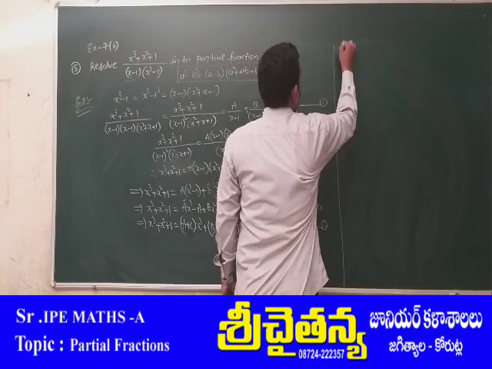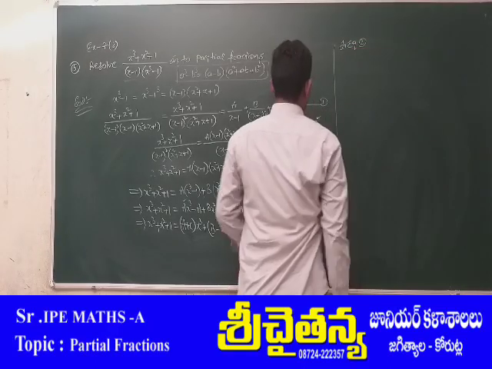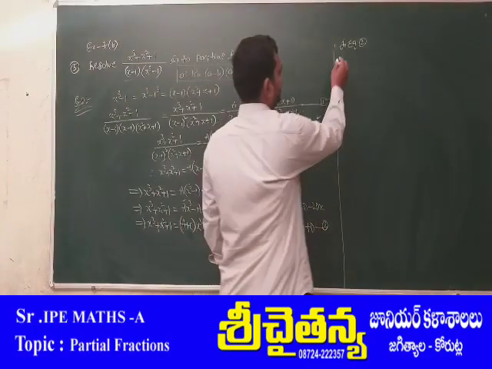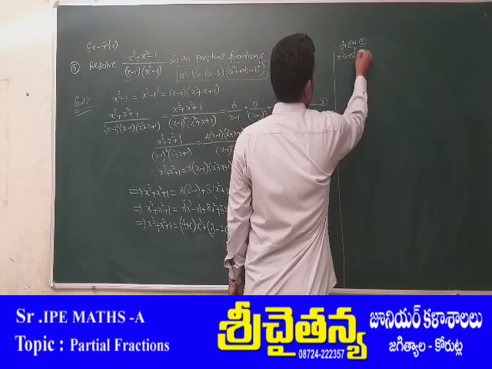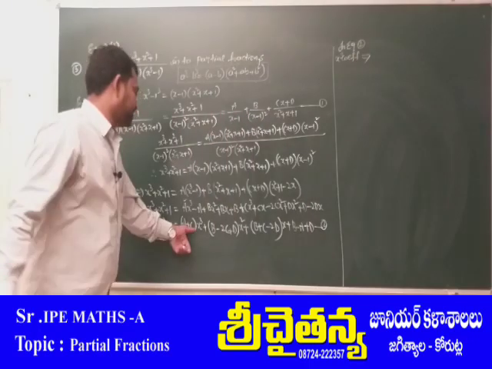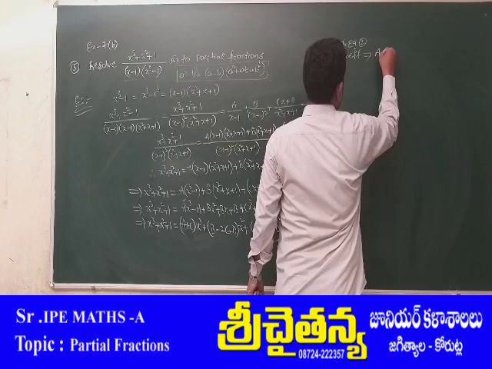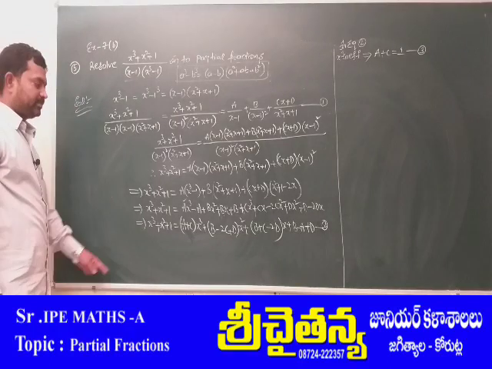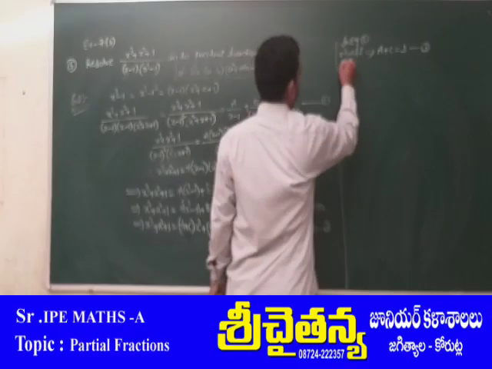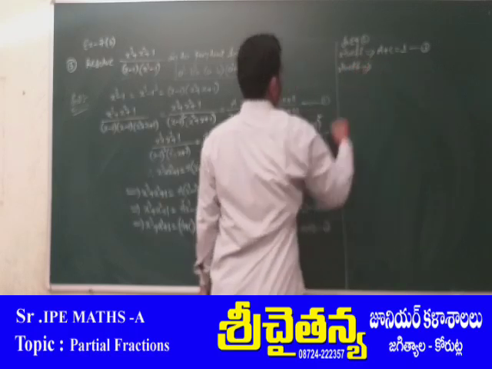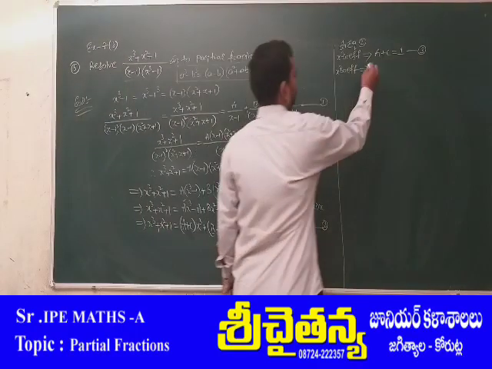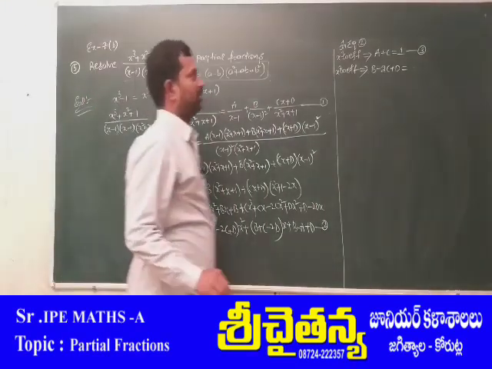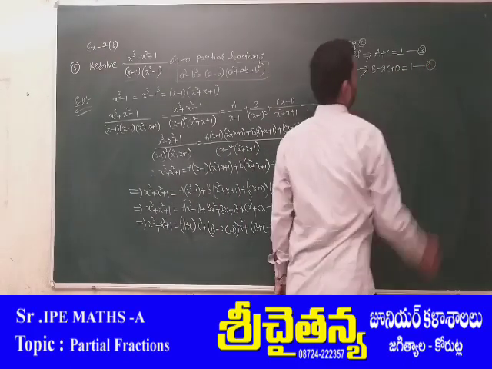Now in equation number 2, equate the x cube coefficient first. The x cube coefficients are equivalent to a plus c, and it is equal to 1. This is equation number 3. After keeping this as equation number 2, that is equation number 3. Next equate the x square coefficients. The x square coefficients are b minus 2c plus d is equal to 1, since the x square coefficient is also 1. This is equation number 4.